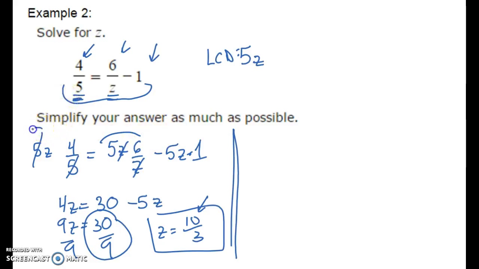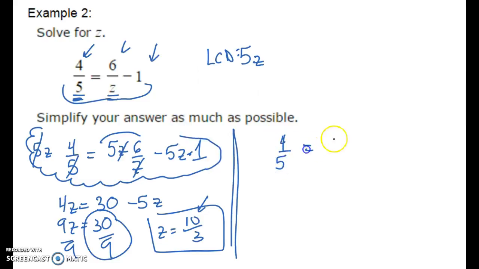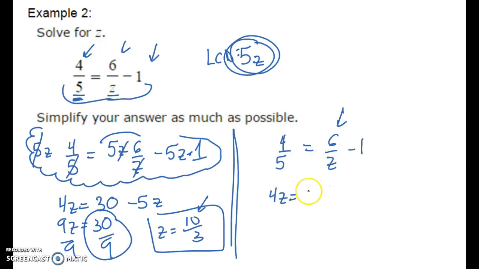For those of you who are a little more risky, and if you want to skip this step, then what's happening with you is you have this written in front of you, the way it looks, and mentally you're thinking, I need to multiply everything by 5z, so you're thinking those 5's would cancel, leaving me with 4z. In this portion, the z's would cancel, leaving me 5 times 6, or 30.